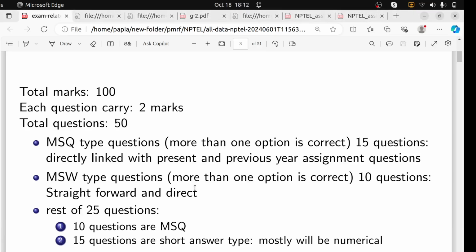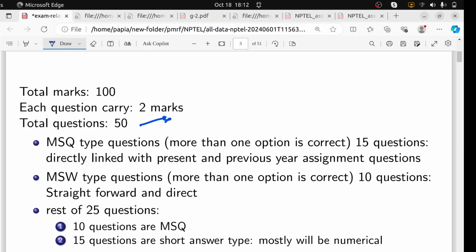So there will be 50 total questions, and each question will carry 2 marks, so the total marks will be 100. Now, among these 50 questions, what type of questions will be there? I wanted to break down the 50 questions so that you can understand clearly. Let me write something here. I have written many things, so you can read and understand. There will be 50 total questions, each with 2 marks, so total marks will be 100.